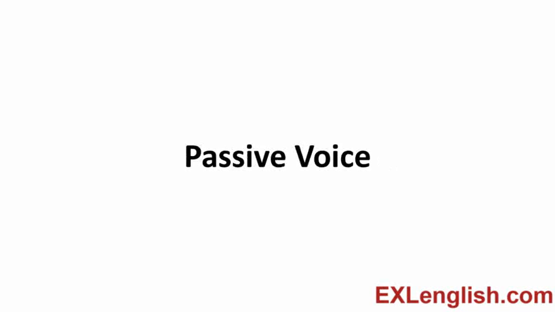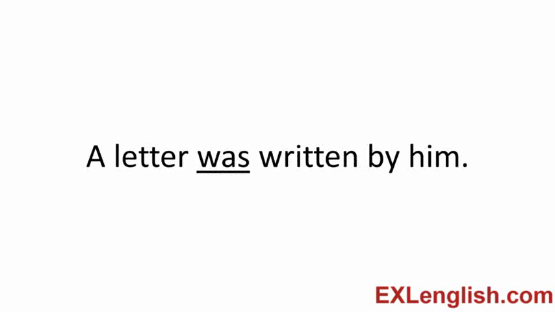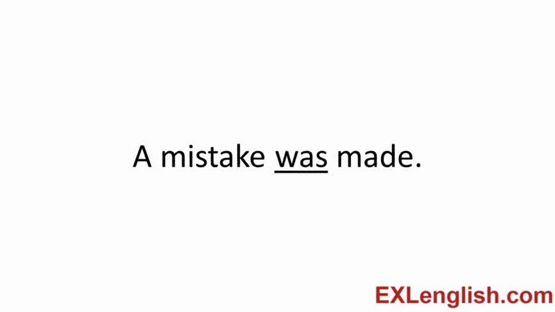Passive voice. To form the passive voice, we use the auxiliary verb to be with a past participle. The passive voice is used to focus on the action and not who or what is doing it. Take a look at these examples. A letter was written by him. A mistake was made.